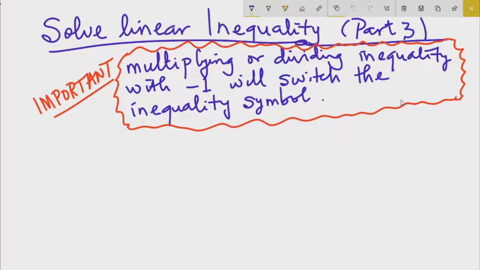So I'm going to show you how to solve linear inequality by using multiplication and division. The important point to note is that whenever you are multiplying or dividing an inequality with a negative number, or with a negative one, the inequality symbol is going to switch or change. And I'm going to demonstrate that using some examples. So let's go to example number 1.